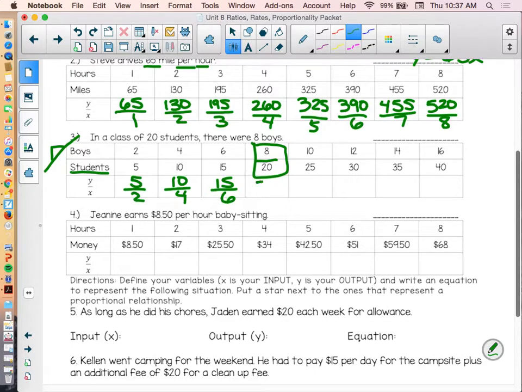So if I look at this, do these all equal each other? Well, if I simplify them, yes, they all equal 5 over 2. And you can double check my work. So that means that's our slope. That's what's going to go right here in our equation. And our equation should always look like y equals something times x, and that something is the rate. Okay, let's look down here.